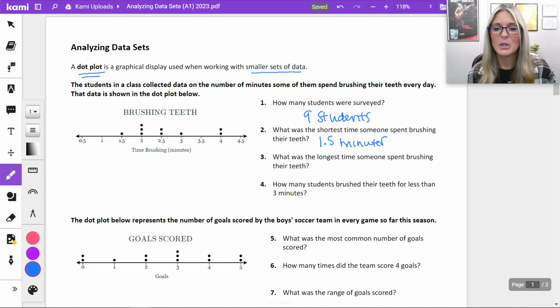Number 3, what's the longest time somebody spent brushing their teeth? I can see over here we've got 2 people that brushed for 4 minutes. Number 4, how many students brush their teeth for less than 3 minutes, not including 3 minutes? So here's 3, not that person. We've got 1, 2, 3, 4, 5, 6 people that spent less than 3 minutes.